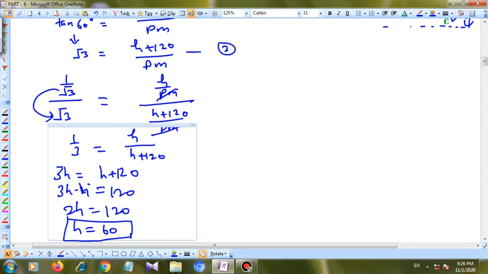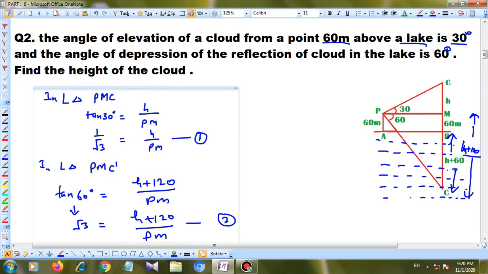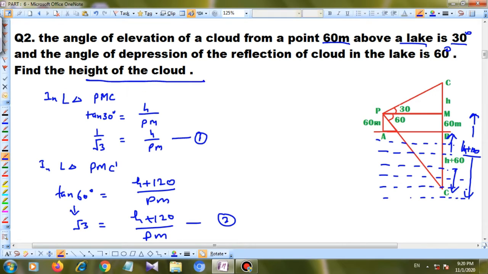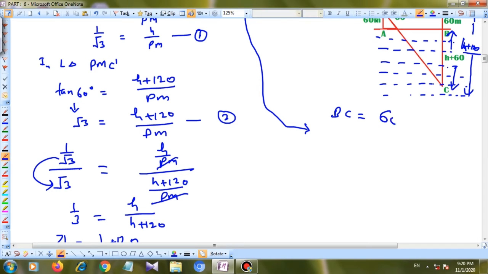Now in the question we have to find the height of the cloud. So the height of the cloud, means BC, will be 60 meter plus h. So this will become 60 plus 60, which is 120 meter, which is our required answer.